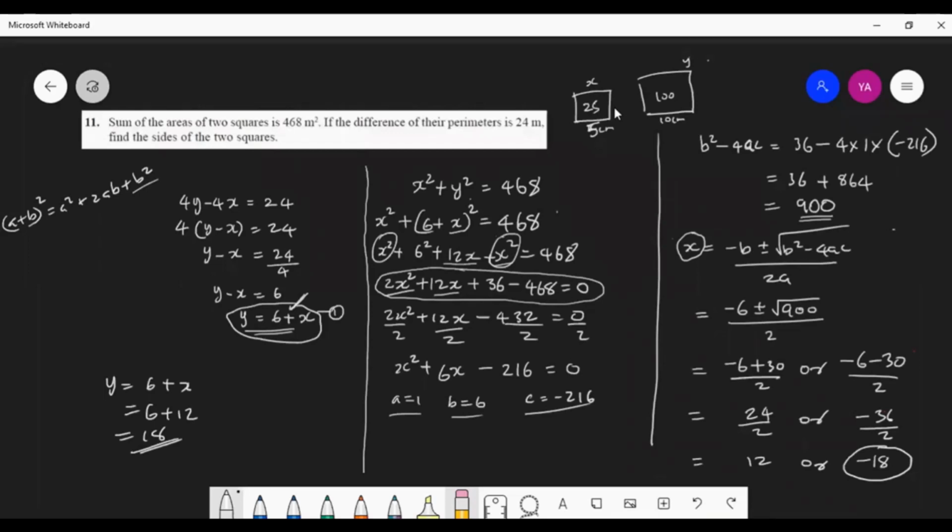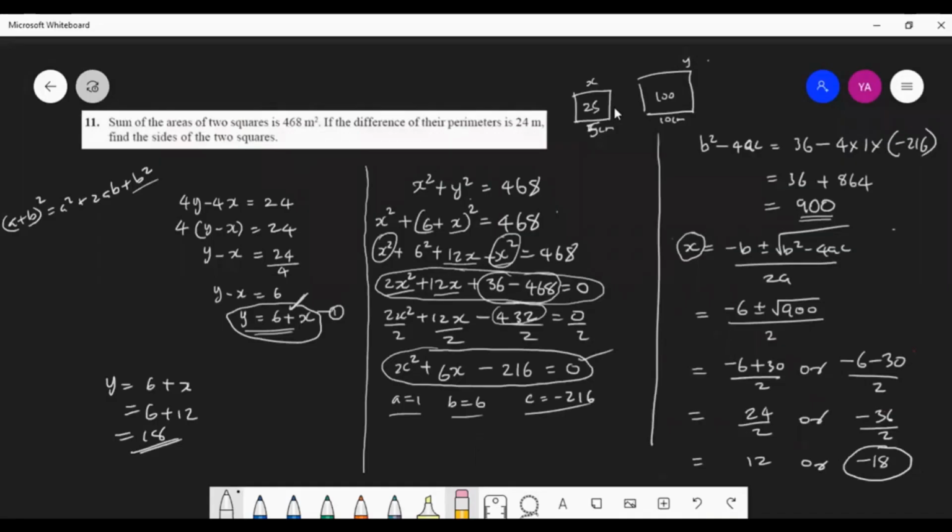So 6 square is 36. Then from the right side 468 moves to the left side, so it becomes minus 468. Subtract this and you will get minus 432. Now divide the entire equation by 2, you will get x square plus 6x minus 216 is equal to 0. So this is the quadratic equation. So you substitute the values of a, b and c in the quadratic formula, and you will get the solution.